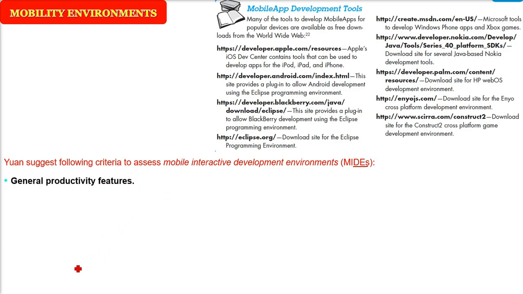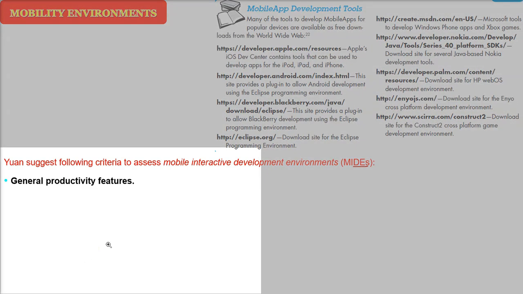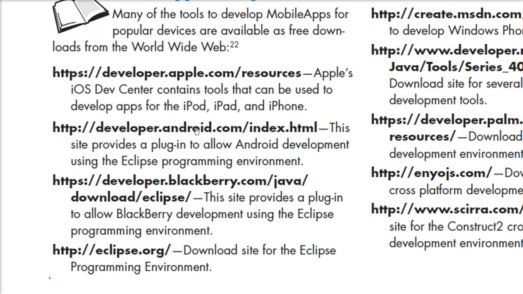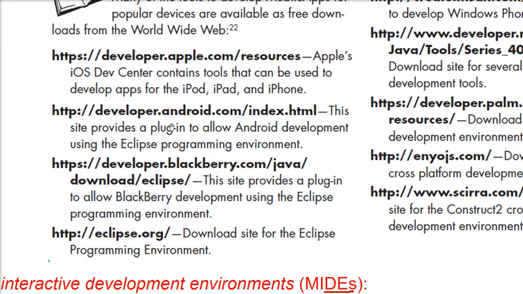Before I go ahead, let me tell you about the mobile development tools. There are various tools to develop mobile apps. There are various popular devices and you can freely download these from the internet, the World Wide Web. For example, developer.apple.com, the Apple iOS Development Center. This contains tools for iPod, iPad, iPhone. Developer.android.com: you get a plugin for Android development using the Eclipse programming environment.